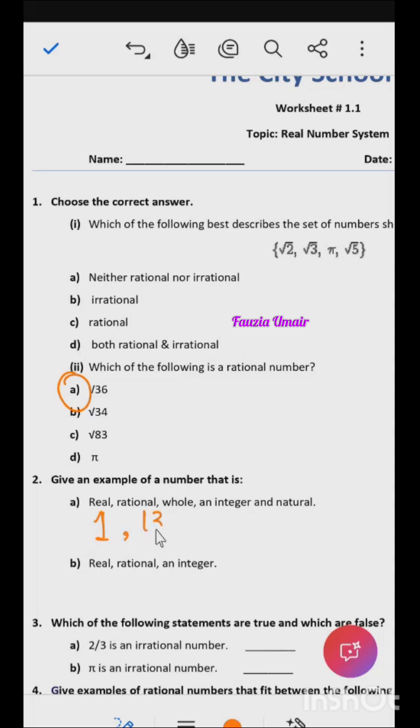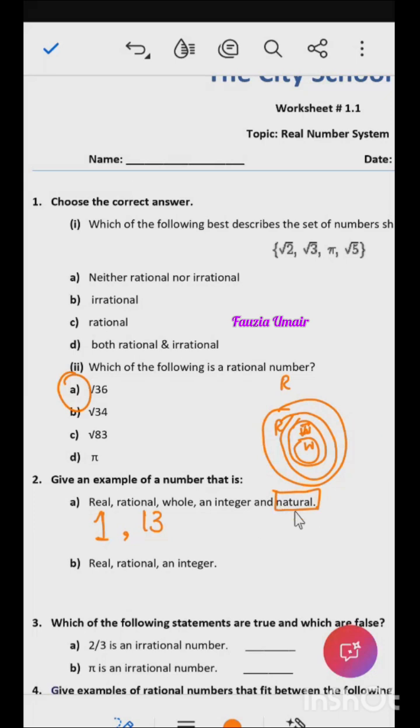Yes, 13. So the trick in this question is, if you look carefully, they are subsets of each other. Real number has rational as a subset. If it is a real number then it is rational. Whole number is another subset. Integers are inside, and whole numbers are inside. So you have to pick an example from the smallest group for the answer.